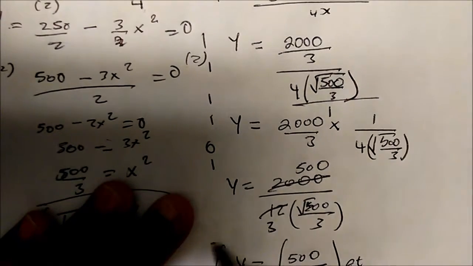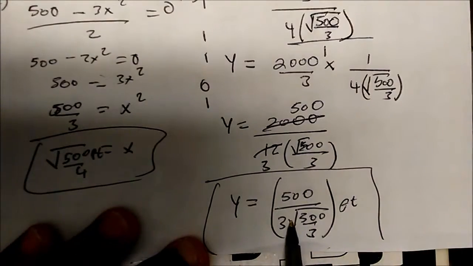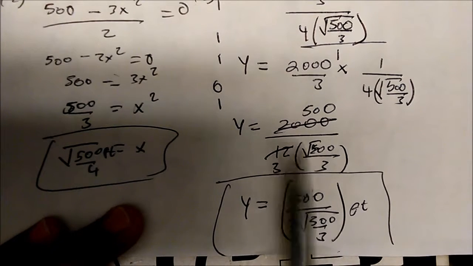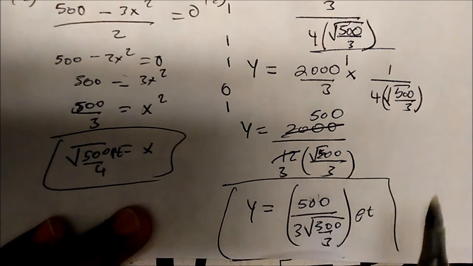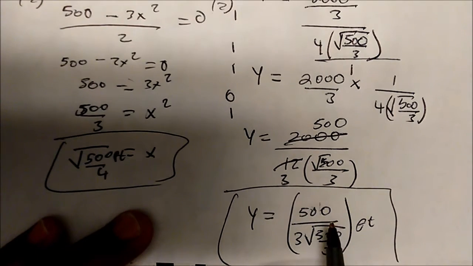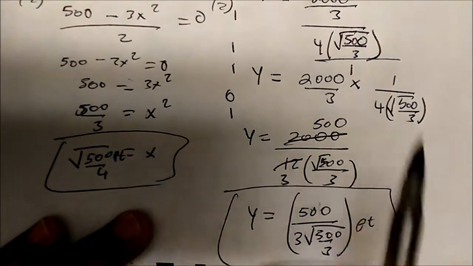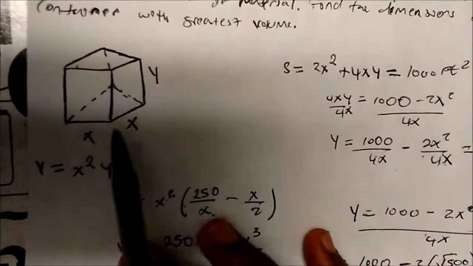And this will be my final answer. And this is just a more complicated version of this answer. These answers are around 12.9-ish, right? So these answers are exactly the same, and they should make sense because we're dealing with a container that is square.